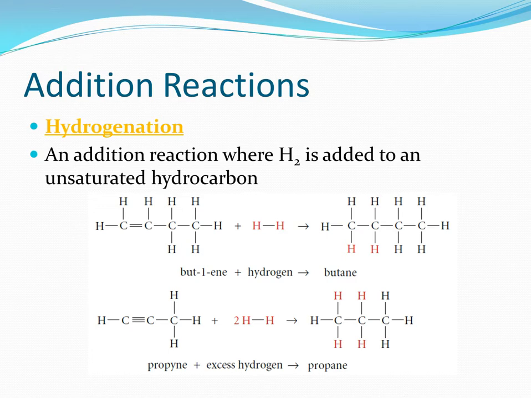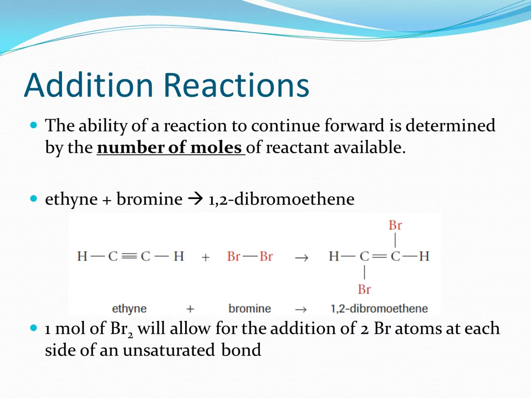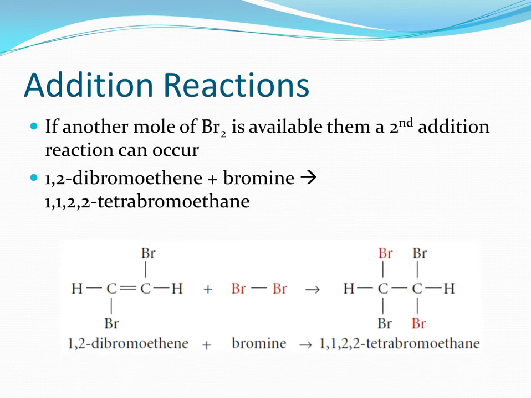Hydrogenation is also considered an addition reaction. In this case, the alkene or alkyne reacts with hydrogen to become saturated. The ability of your reaction to take place does rely on an adequate number of moles of reactants. If 1 mole of bromine is available, there would be an addition of 2 bromine atoms, 1 on each side of the double bond. If more bromine was available, then the addition reaction would yield a different product with more bromine atoms attached and a single bond.